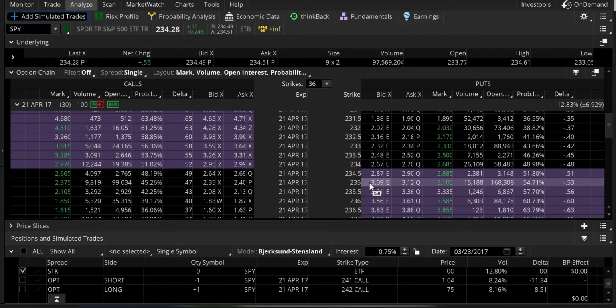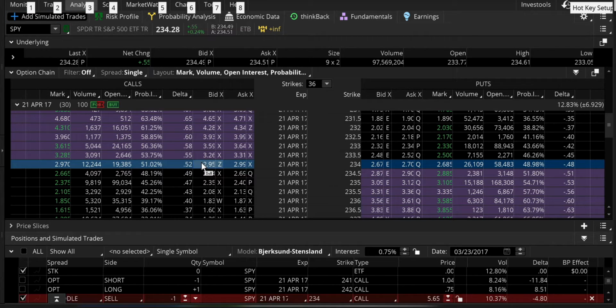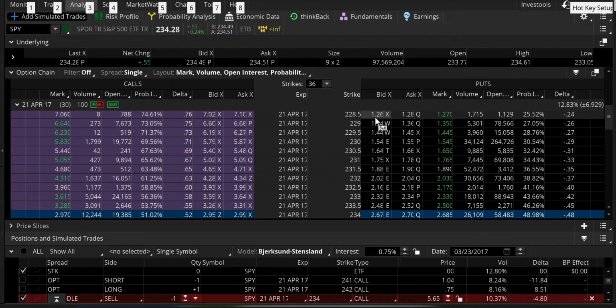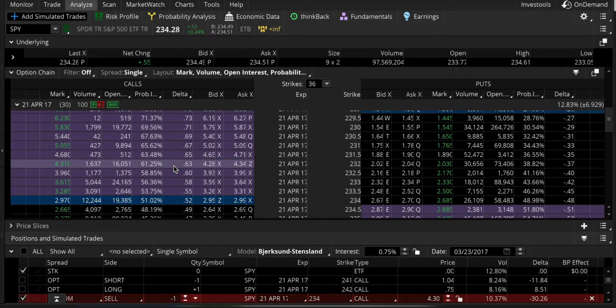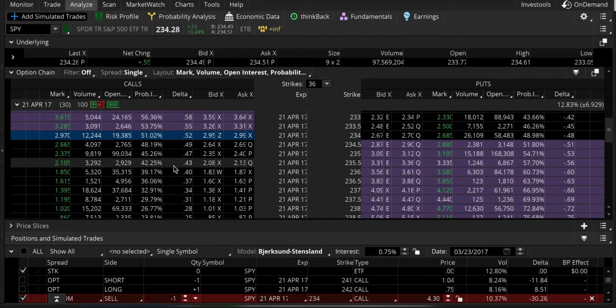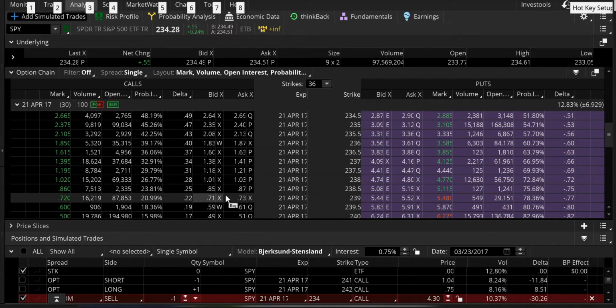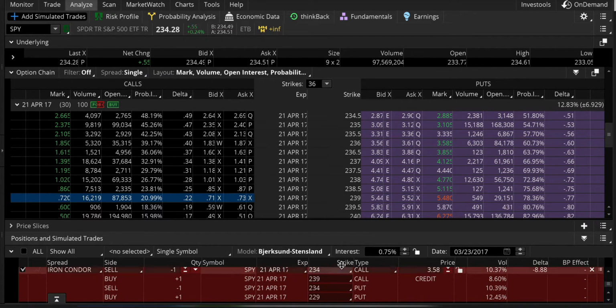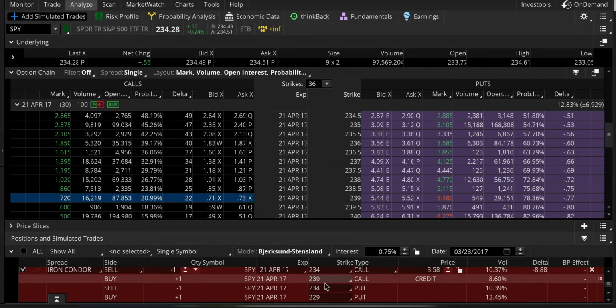I'll straighten it, 234.28, so I'll center it at 234. Control click, and then I'm going to go out $5, 229. Control click on the buy, and then 239. Control click on the buy. All right, so there's my butterfly. It's $5 wide, centered at 234.